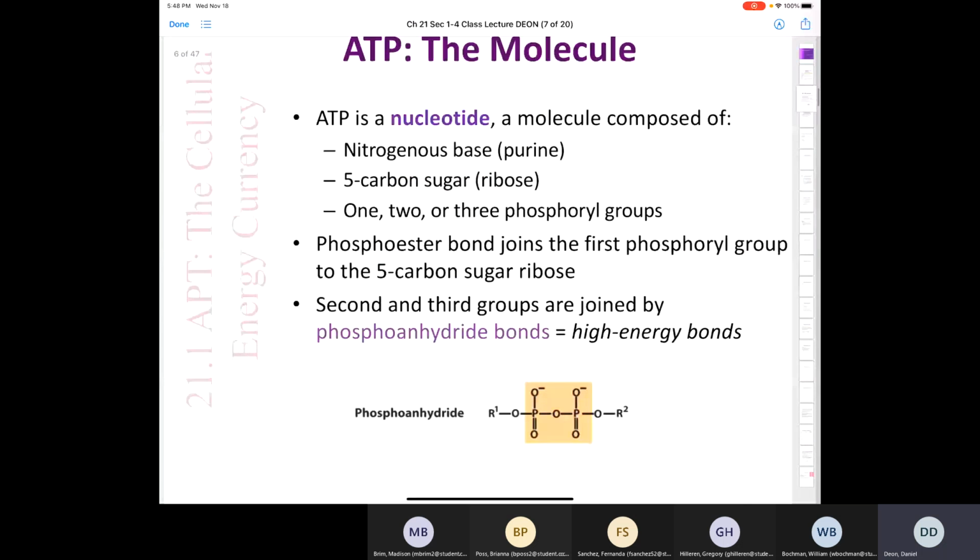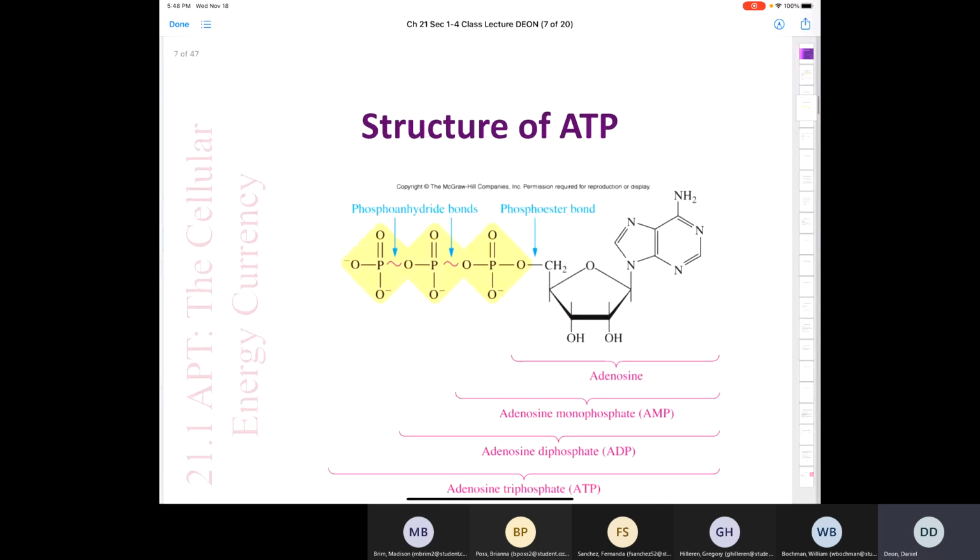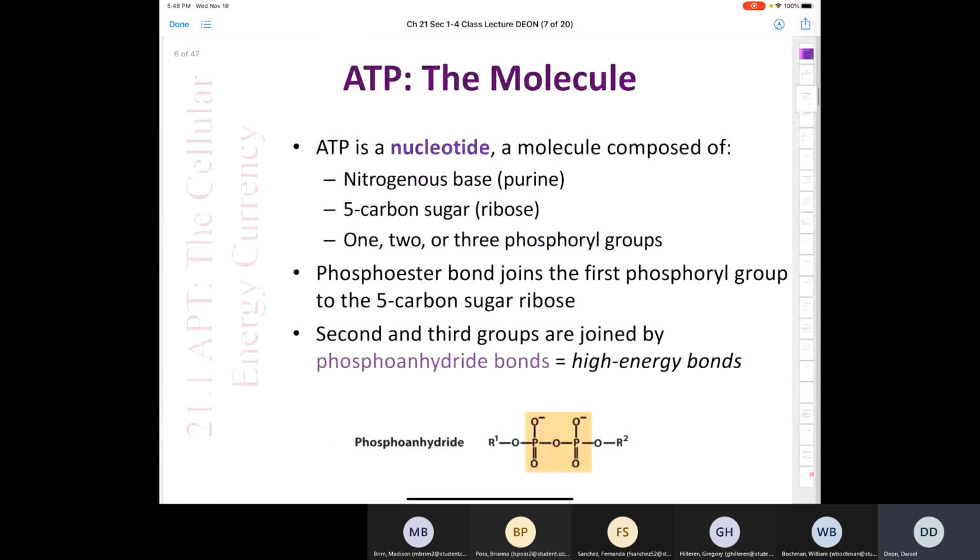So ATP is a nucleotide. Where's my structure? It's over here. So we'll look at it in a second. ATP is what we call a nucleotide. It's a molecule composed of a nitrogenous base. It happens to be purine. So if you've studied DNA in biology, you've probably seen the molecule purine. It also consists of a 5-carbon sugar, which is ribose, and 1, 2, or 3 phosphoryl groups. If you have 3 phosphoryl groups, this is what we call adenosine triphosphate, ATP.